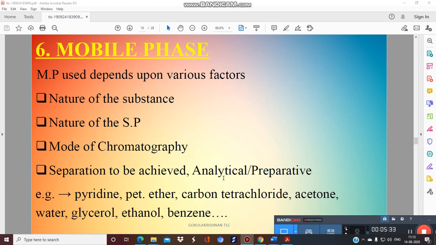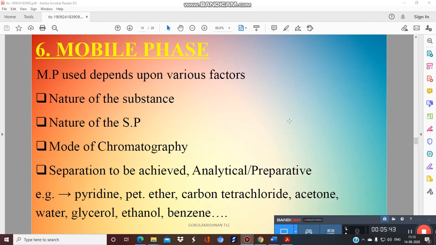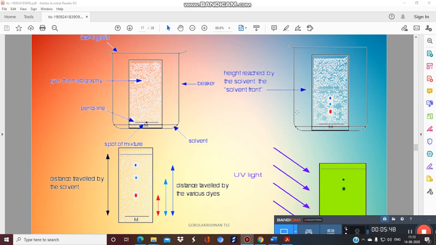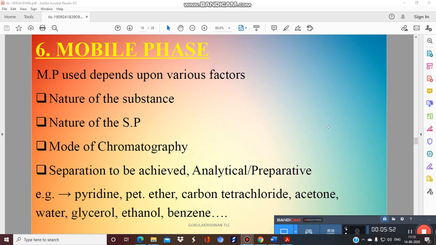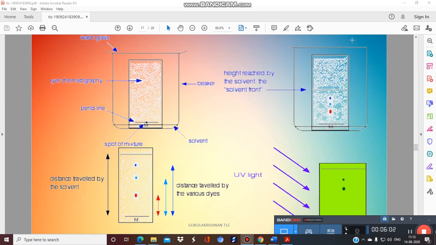So a development tank is there, and you will develop your TLC in the chamber. Suppose this is a chamber. Basically, these are the glass chambers we are using in the laboratory. You will put your plate here up to a particular height. Remember this thing again: the spotting area should not be immersed in the mobile phase. Then you cover the lid of your developing chamber, and you will start observing your TLC plate in this way.